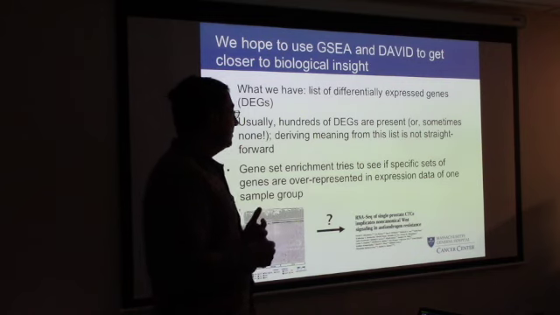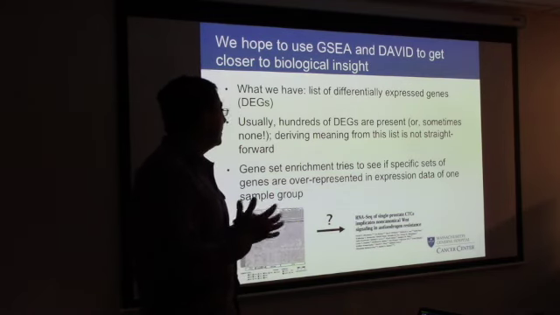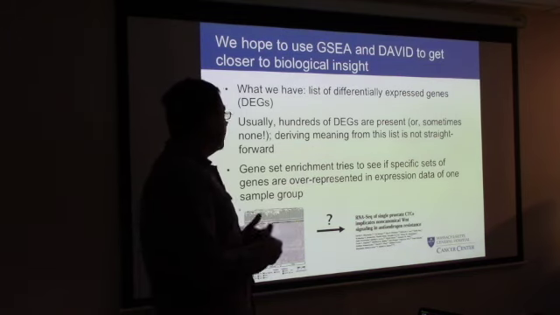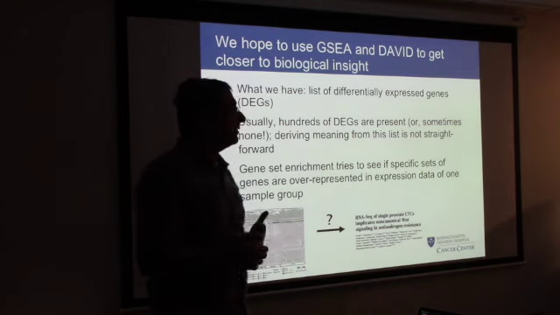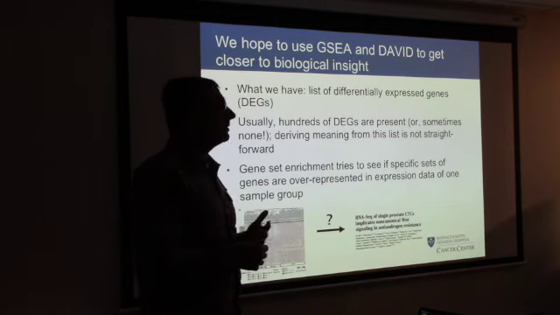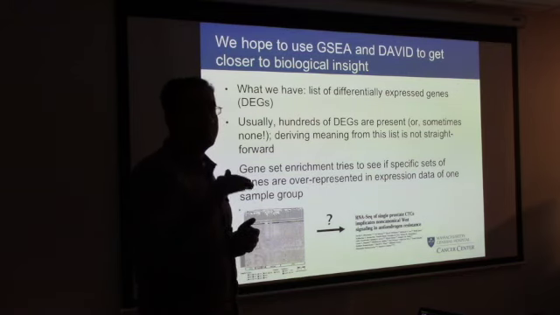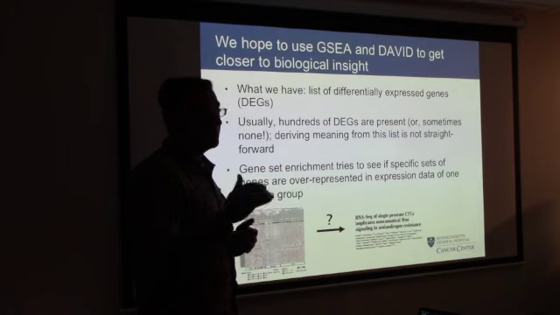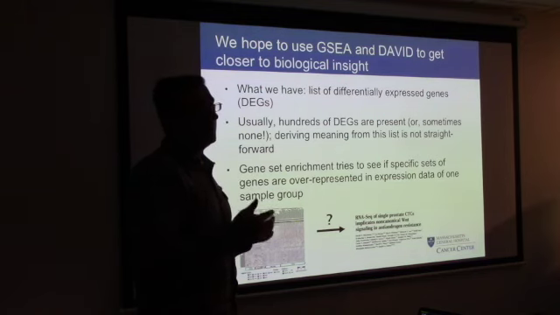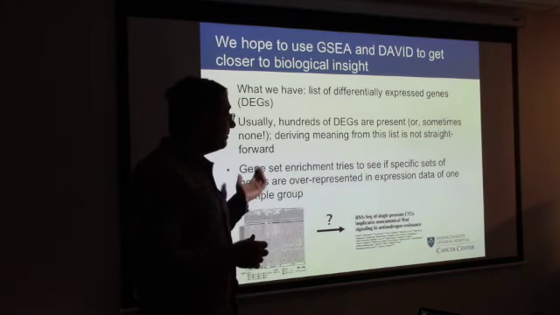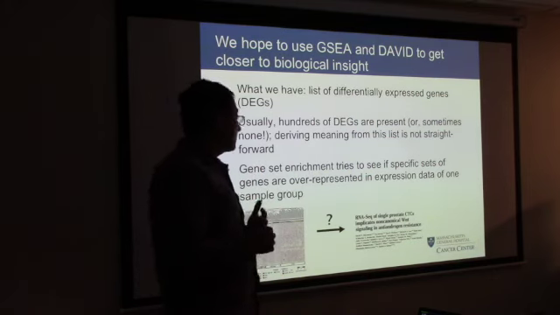I feel like I can help those who are still stuck. Usually we get hundreds of differentially expressed genes that are present. Sometimes we get none. So if you get none, I don't know what that means. I mean, sometimes it could just be that you don't have enough samples, you don't have enough power. Also, it depends on the cutoff, where you put your FDR, is it 0.1, 0.2? All of those adjusted p-value cutoffs make a difference. So deriving meaning from this list is not straightforward.